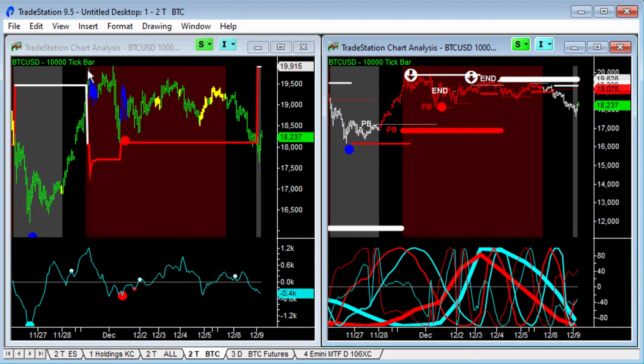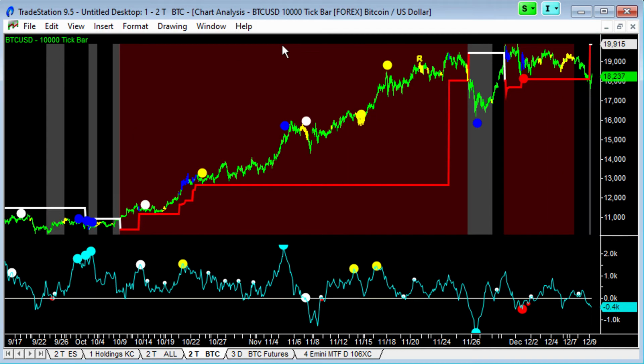First of all, this is the 10,000 tip bar chart. This is BTC USD, which is a pretty good proxy for Bitcoin. It's the Forex type contract that comes out of TradeStation. We talked about the different symbols to use on Bitcoin in a previous video, but this one's pretty handy to show us what's going on at the moment. And let me just back it down.